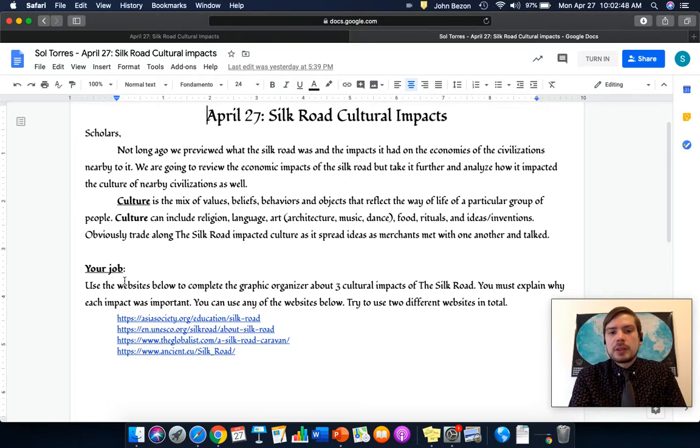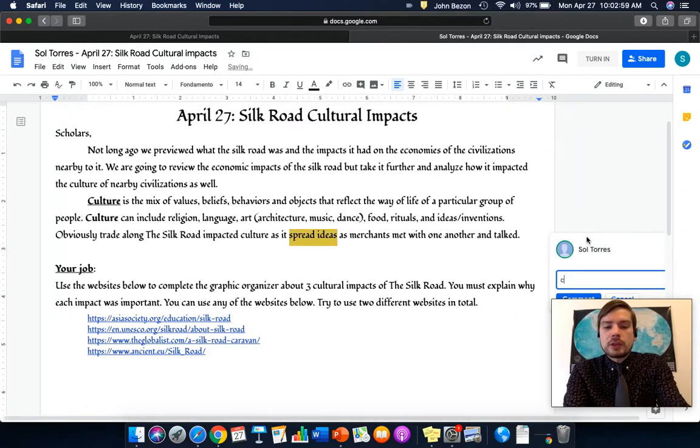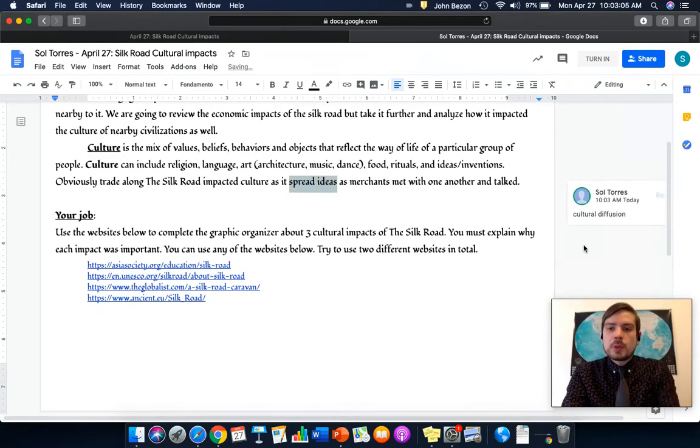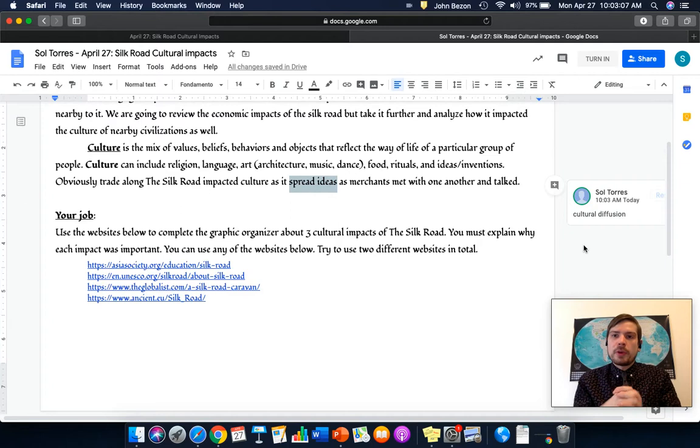Obviously, trade along the Silk Road impacted culture as it spread ideas as merchants met with one another and talked. This spread of ideas is actually a vocabulary word you'll learn in social studies called cultural diffusion. It's when civilizations share their cultures with one another and they share their ideas to bring into their own culture.